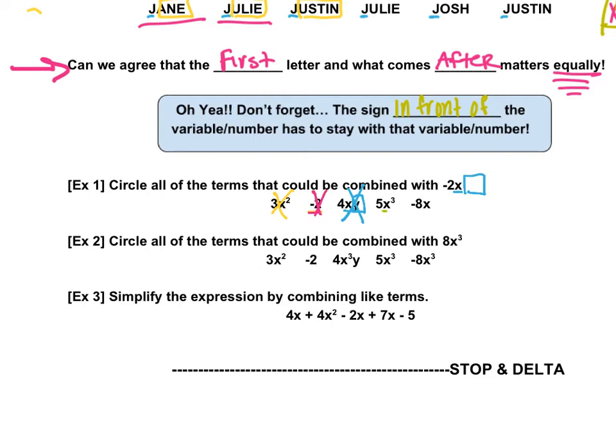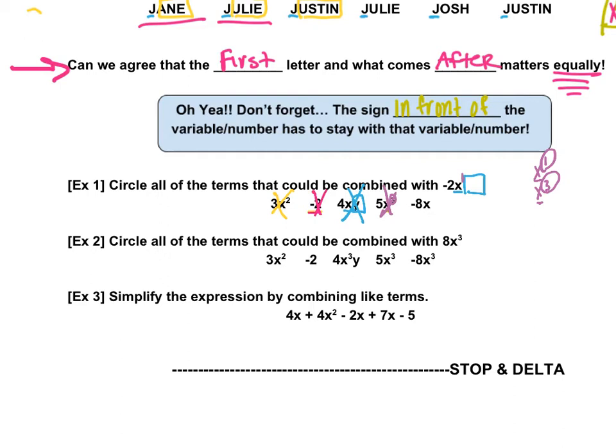This one starts with an x. There's 5x cubed, but this actually has an exponent of 1, and this has an exponent of 3. So if I have the name x1 and x3, those are not the same names. Yes, they start with the same thing, but what comes after them is different. And we already proved in the beginning with just basic names or basic things, we know that what comes after matters just as much. And so we also can't combine these terms.